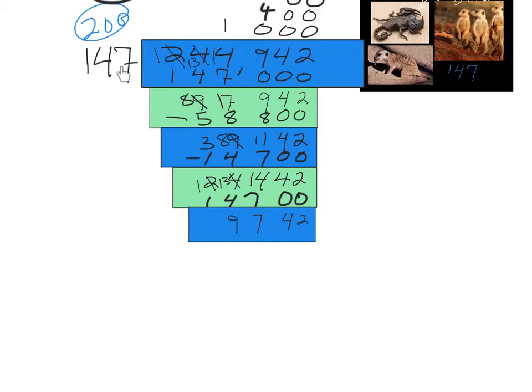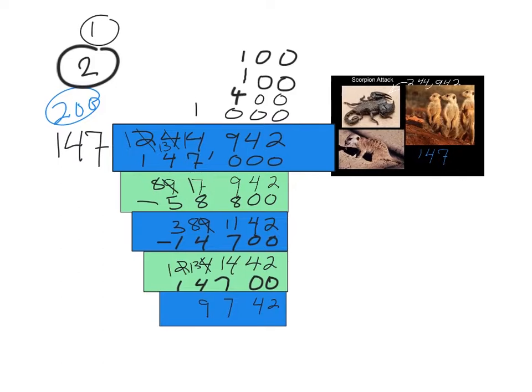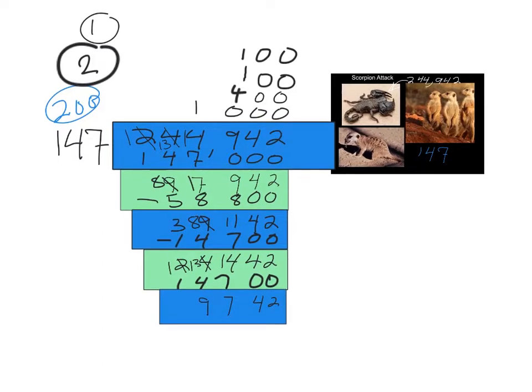And I'm looking at 147. Can it fit into 9? No. 97? No. But 974? You betcha it can, right? So that means I need a place value holder for here. So I'm going to put a 0 up here in the ones column. So let's come back up here. I'll put a 0 here, which means I get a 0 down here.